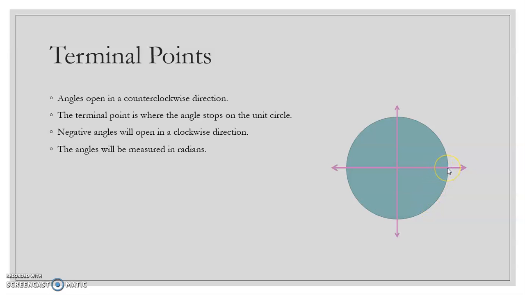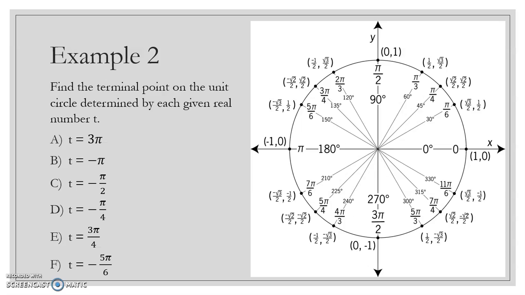Okay, so we measure radians and we say, well, pi, which is half of the full circumference, would be right here on my unit circle. So an angle of pi would take me right to this point. Okay, let's take a look at an example, and I think everything will become clear to you. In example 2, it says to find the terminal point on the unit circle determined by each given real number t. Now these t values are actually angle measurements given in radians.